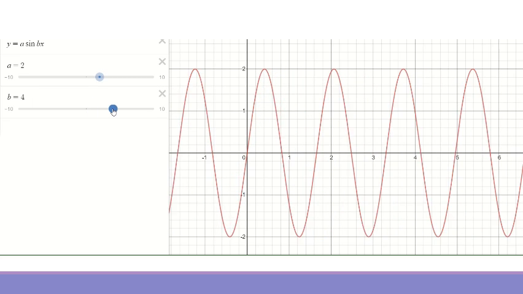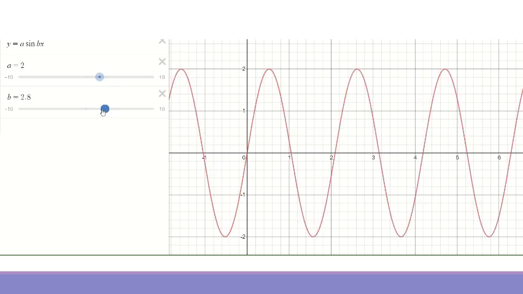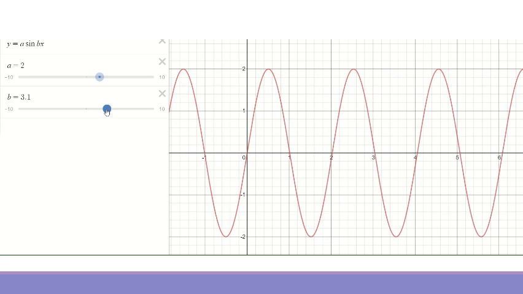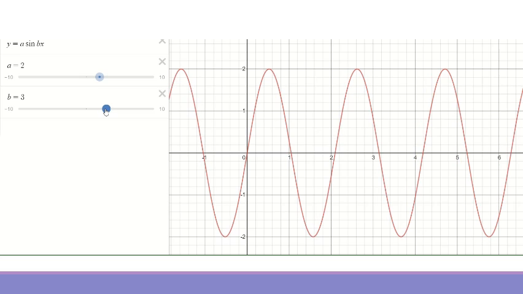What about B? You can see that B affects the number of cycles that are happening. With sine, we say how many cycles are from 0 to 2 pi. So if you look here on this graph, I can see 1, 2, 3 cycles when B is 3, happening between 0 and 2 pi. You can see that's 2 pi right there, and I've got 3 cycles from 0 to 2 pi. So B tells you the number of cycles.